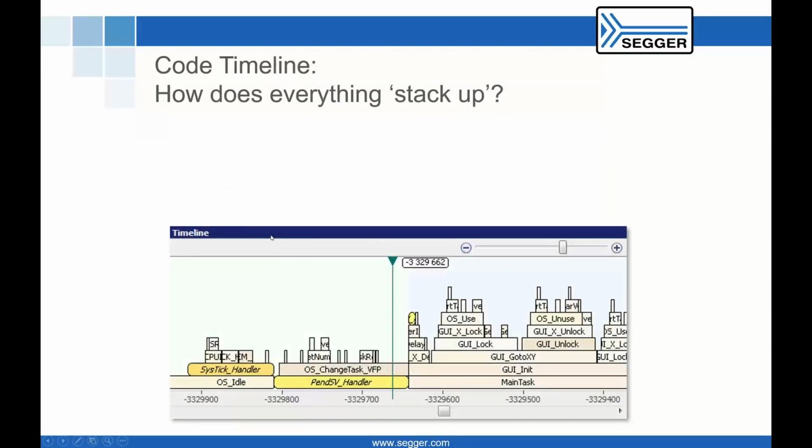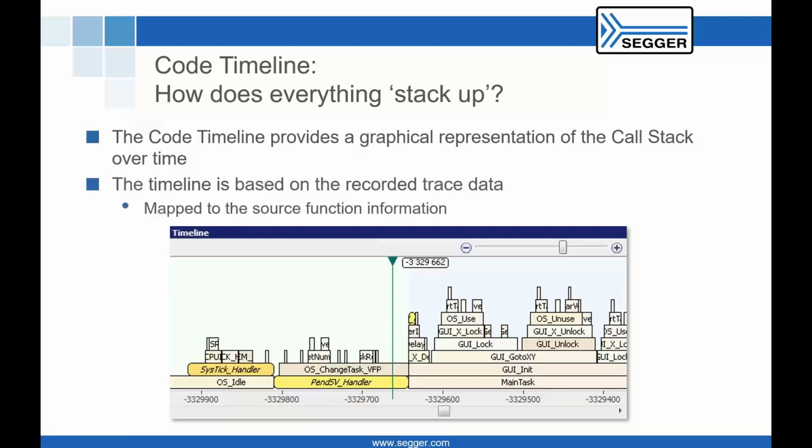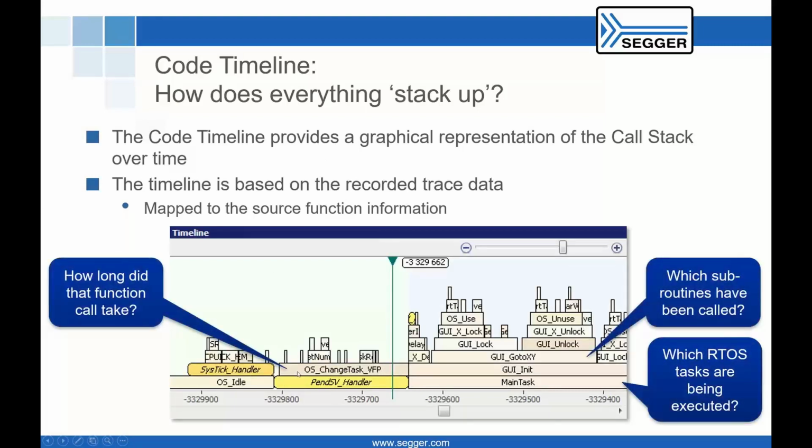And another nice feature that the instruction tracing allows is the code timeline in Ozone. So this is basically a graphical representation of the call stack over time. And this is also based on the recorded trace data, and then it's mapped to the respective source function information. So you can exactly see how everything is stacking up in your application and what the timing is. And again, I'll show you that in the live demo. So you can see how long a certain function took, or which subroutines have actually been called, or which RTOS tasks are being executed.